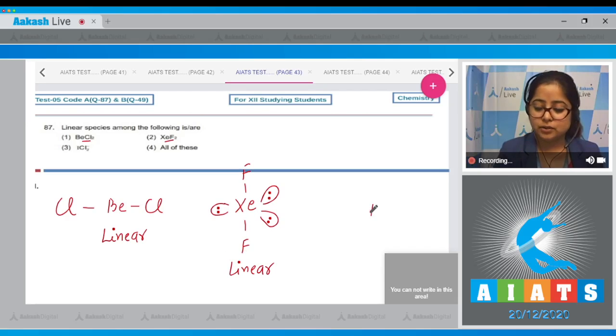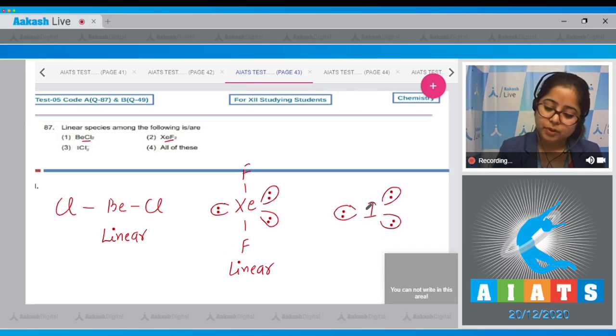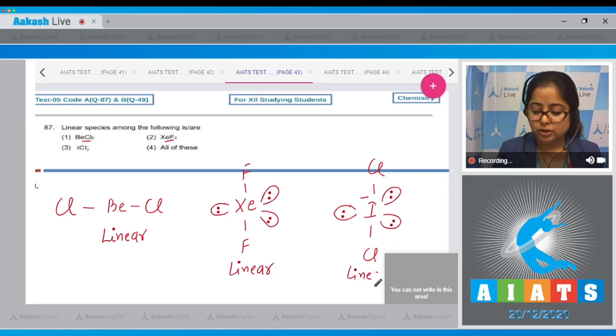Going to next, ICl2-. Student, I has 3 lone pairs and 2 bond pairs. So, this is again linear in shape. That means all the given species have linear shape. So, the correct answer is option number 4.